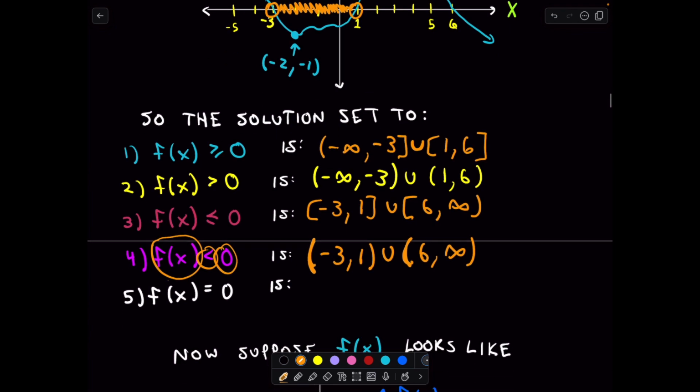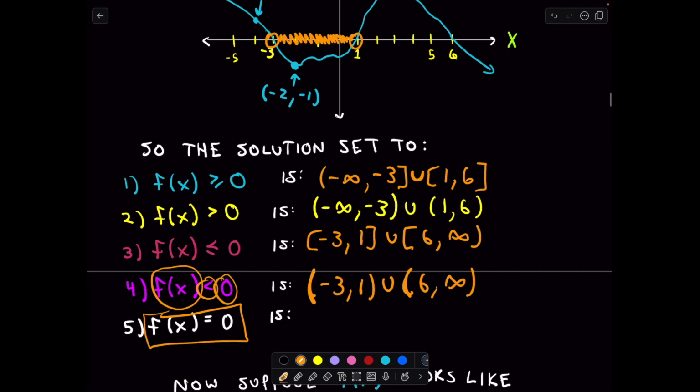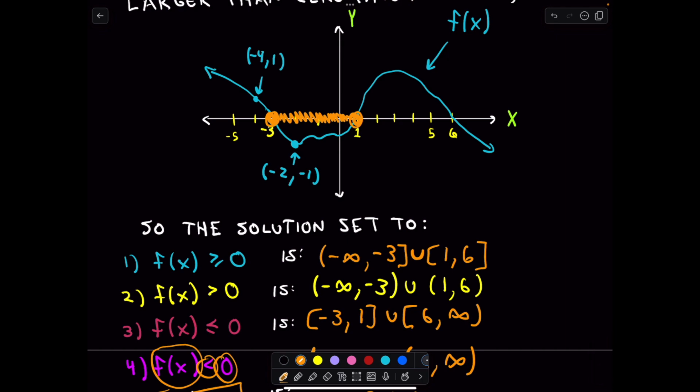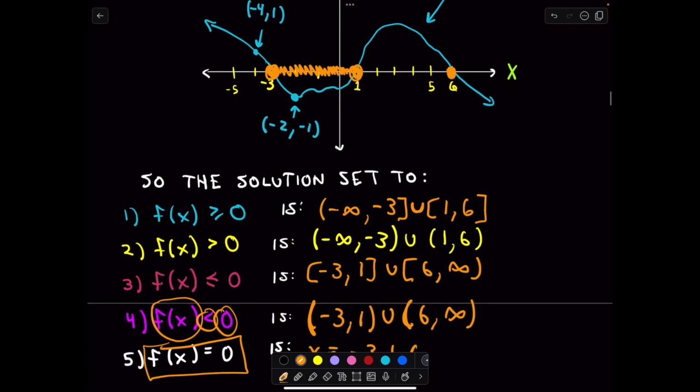Last but not least, we didn't even talk about this. Well, we briefly. Where does it equal 0? And again, those are just the x-intercepts. So this would be at -3, at 1, and at 6.